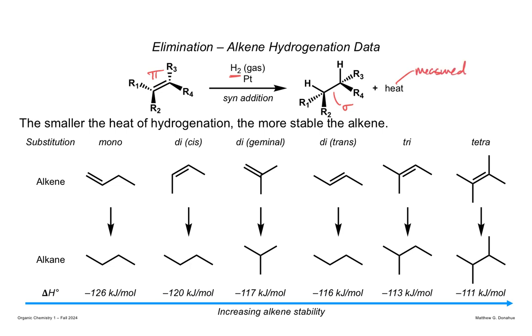And the heat is what is measured experimentally. So on the trend here, on the left, we're starting with 1-butene, monosubstituted, so it only has one carbon substituent. When you add H2 across that, you get butane, and that generates negative 126 kilojoules of energy per mole.